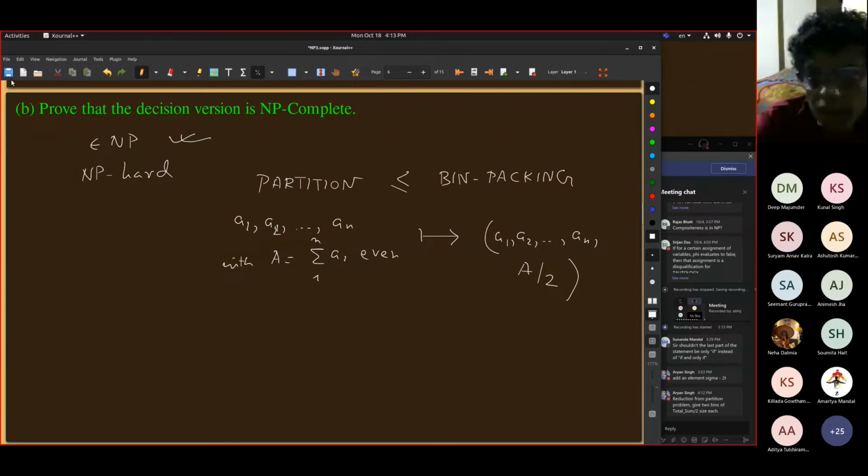You also have to specify how many bins you will allow. That will be 2. Bin packing, this is the decision version. You can pack all these objects in 2 bins, each of size A by 2, if and only if there is a sub-collection which can be packed in a bin of size A by 2. But that essentially solves the partition problem, and conversely.